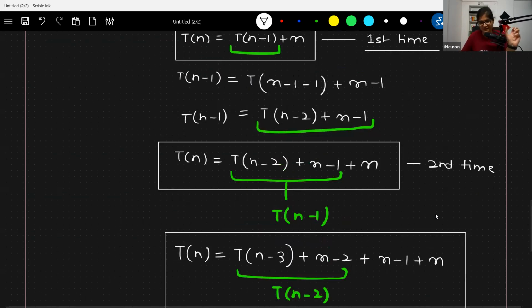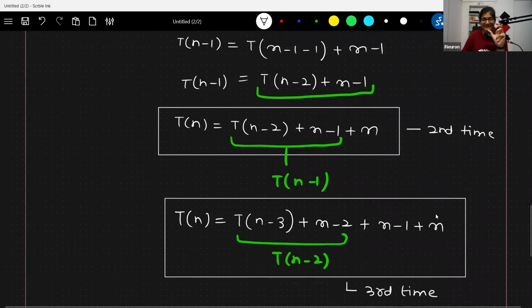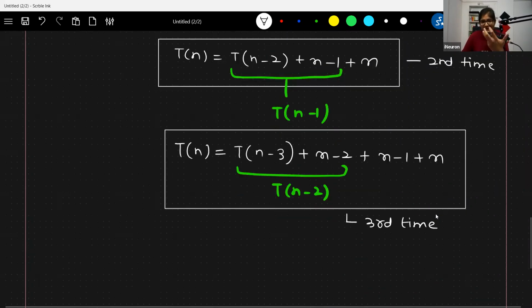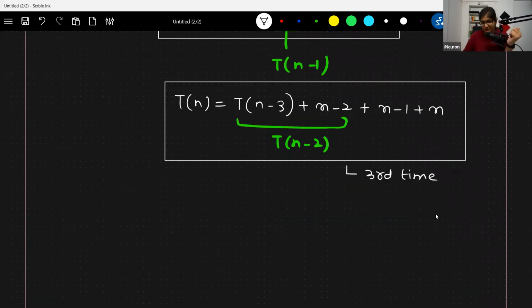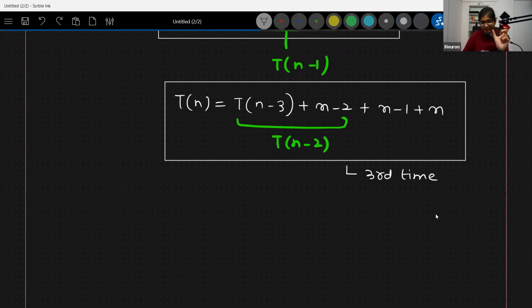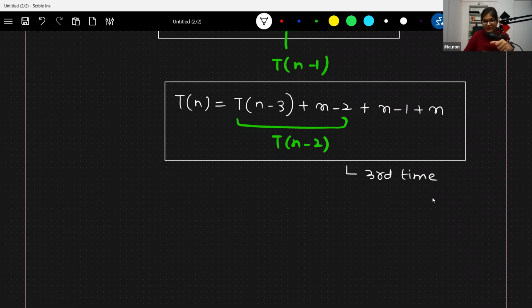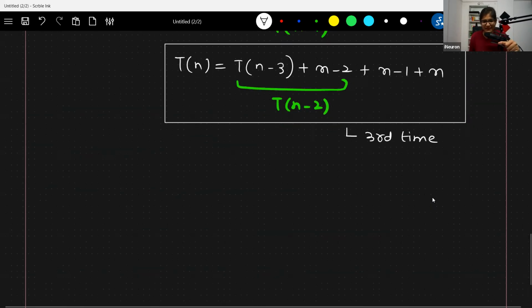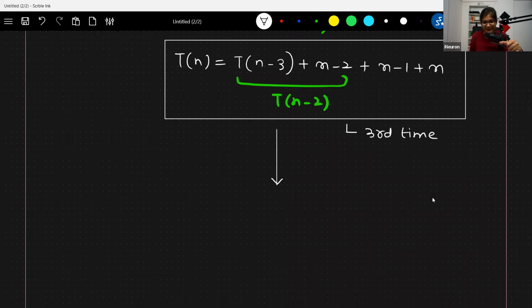Now the simple question is, how many number of times do I keep on doing the substitution? Suppose I say that I will keep on repeating the same task k number of times. Now the question is, what is the value of k?